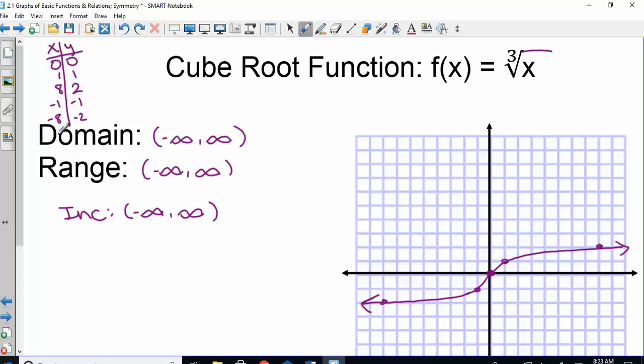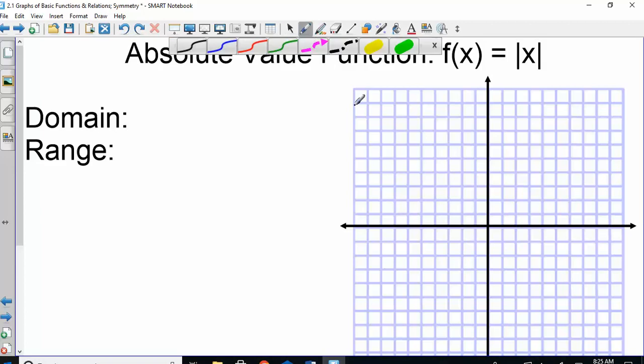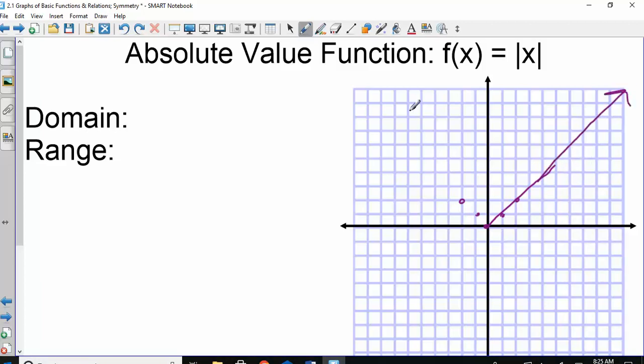I want you guys to come up with the graph for the next one, the absolute value function. It's one you graphed a lot in Algebra 2. So get your points, draw the graph, see if you can do the domain and range for it. Absolute value of 0, 1, 2, negative 1, negative 2. So you get that V.